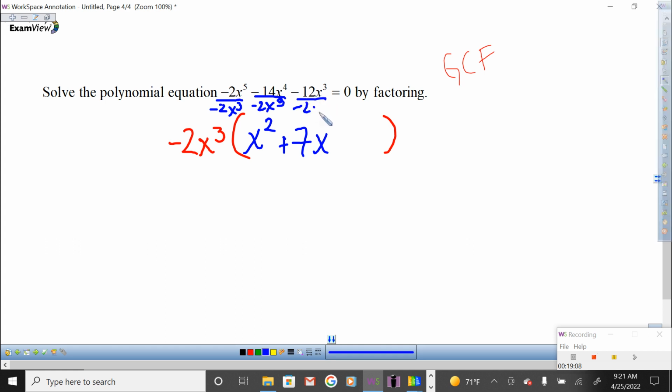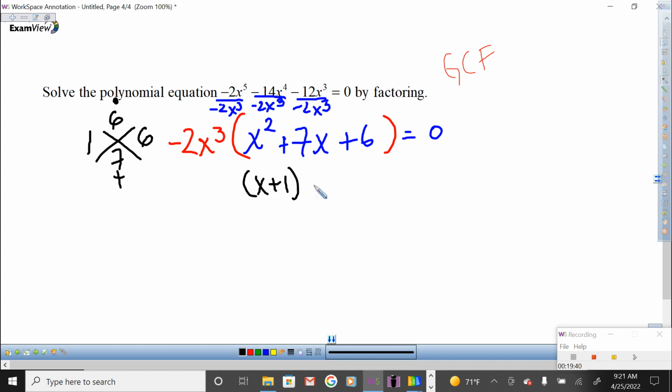All right, and the last one, negative 12x to the third divided by negative 2x to the third. So how many times does negative 2 fit into negative 12? That's positive 6. And the x cubes is a giant 1, so they go away. And all that equal to 0. So can we still factor this? Yeah. We got 6, 7. Factors of 6 that add up to 7. What is it? 1 and 6. Okay, so that means x plus 1, x plus 6 equal to 0, and bring down the GCF as well, negative 2x cubed.